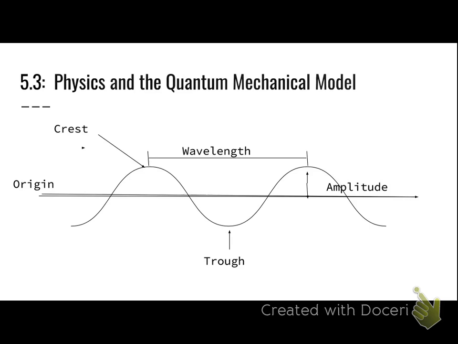One important feature of a wave that we need to look at is the wavelength, which is the distance between the crests of a wave. And so the crest is the top of a wave, and so we'll measure from the top of one part of the wave to the next time that it gets to the top again.